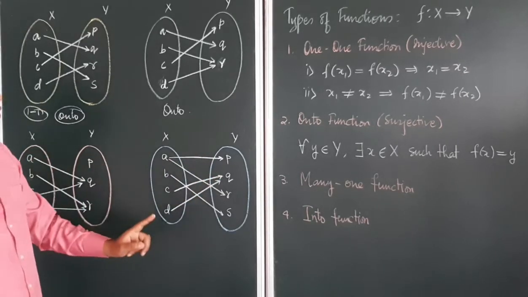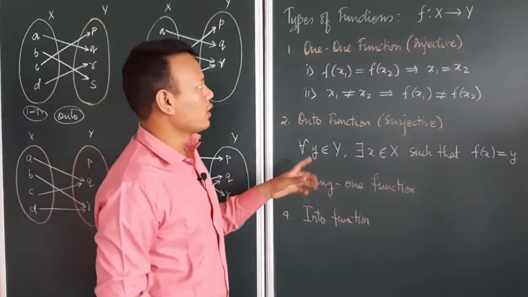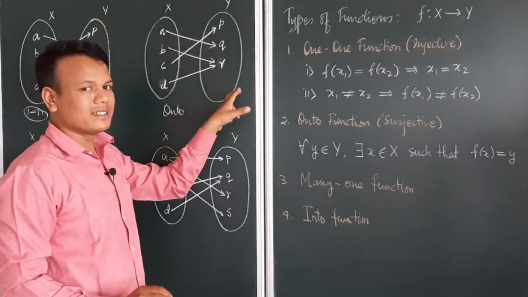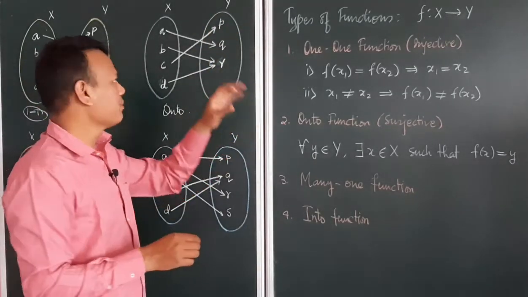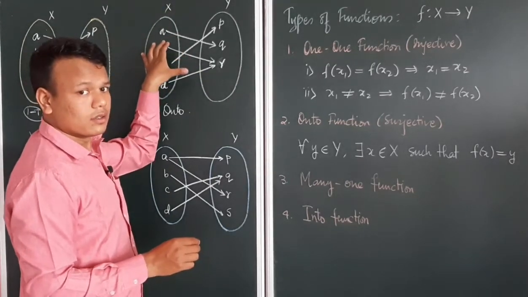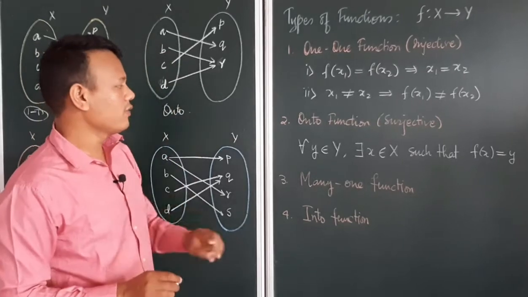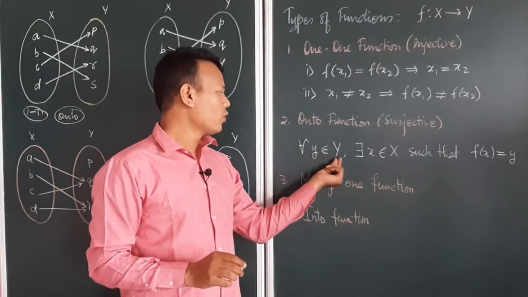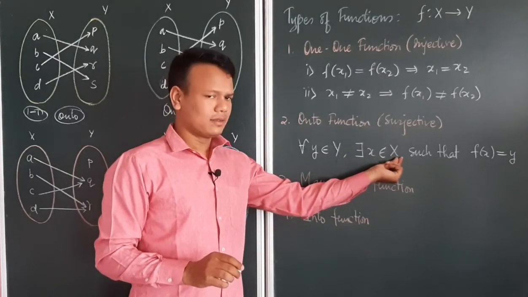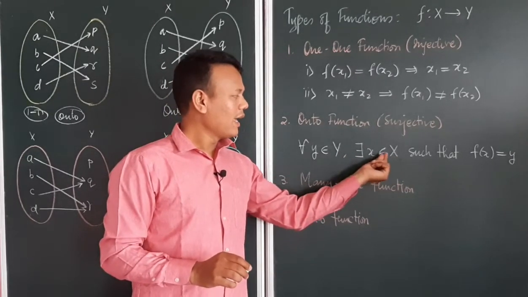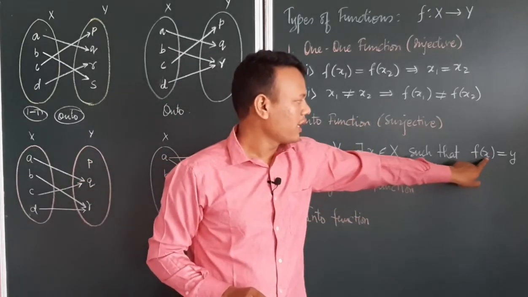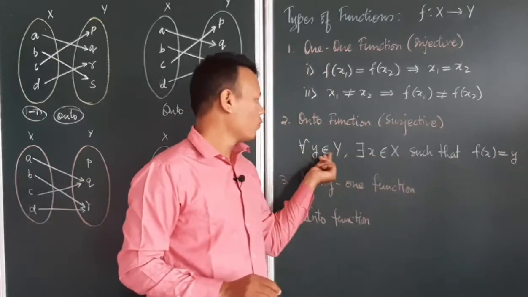So in onto function, what we need to do is all the elements from the second set are mapped with some element of the first set. Alright. So the definition says for all y belonging to the second set, there exists some x in the first set such that the function maps x with that particular y.